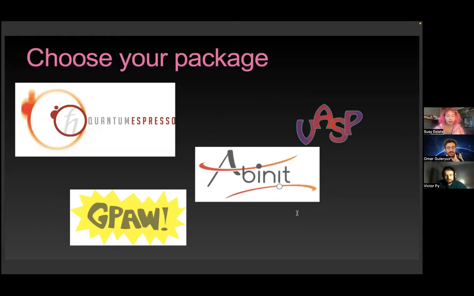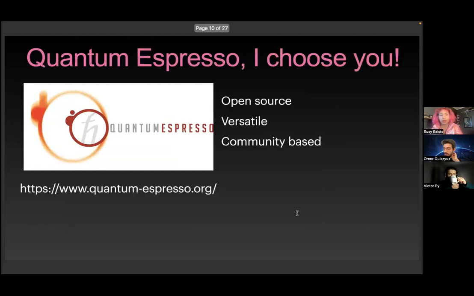DFT is basically done with software packages. We cannot calculate everything by hand. We need some software, and there are very well-known software packages in the area. As my software of choice, I use Quantum Espresso because it is open source, versatile, and community-based. In Quantum Espresso, we can calculate a lot of physical quantities. There are also other software packages built onto Quantum Espresso, which allow us to calculate physical quantities beyond its capabilities.